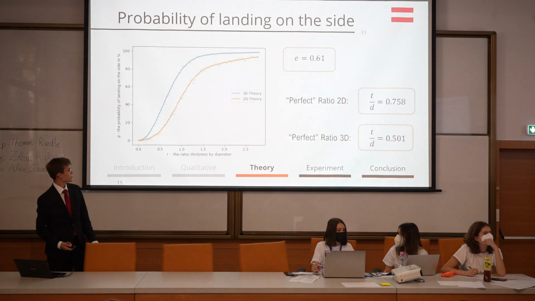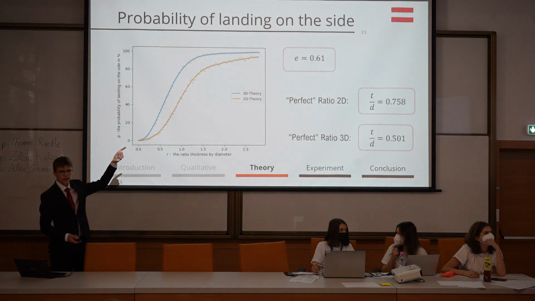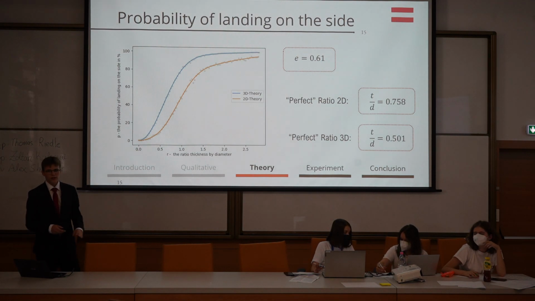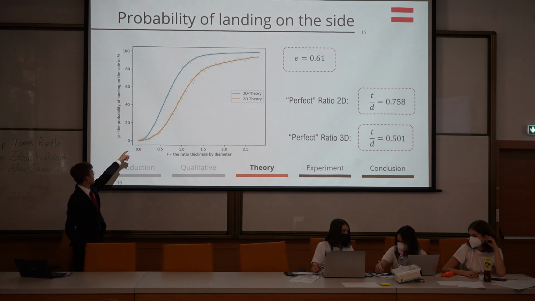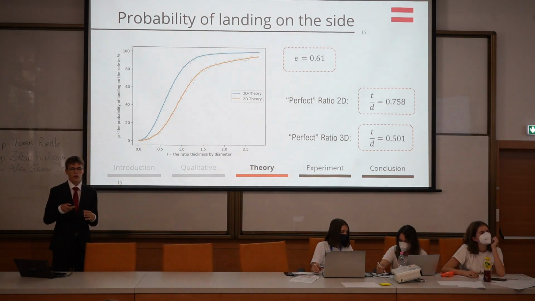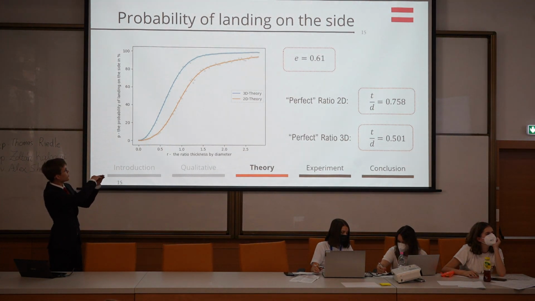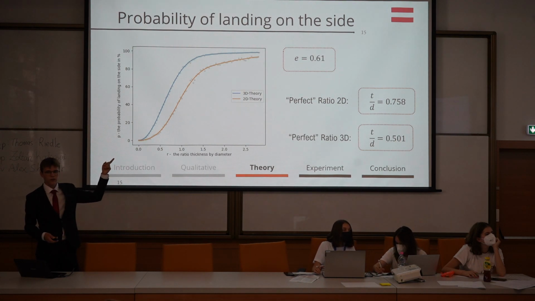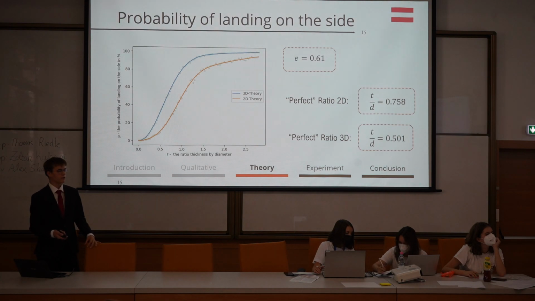Now to the outcomes of the simulation: the orange line is the 2D theory, the blue line is the 3D theory. The lines are just arbitrary fits to the points, as you can see here, the summation points. It's just a polynomial of, I think, 10th degree, just to visualize how the function would look, but it's not that the theory really produced this outcome. You can see it's simulated for a coefficient of restitution of 0.61, because that's the coefficient of restitution of the floor where I conducted the experiment. And for the perfect ratio, 2D is this number, and 3D this number.